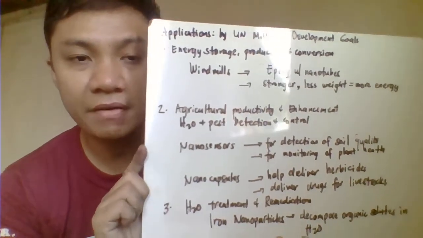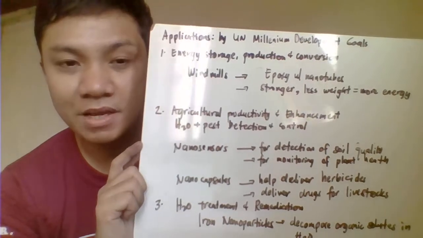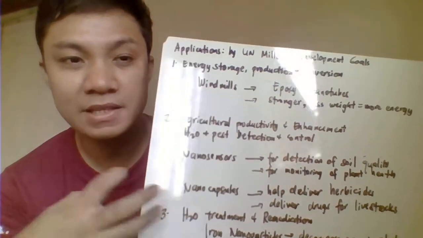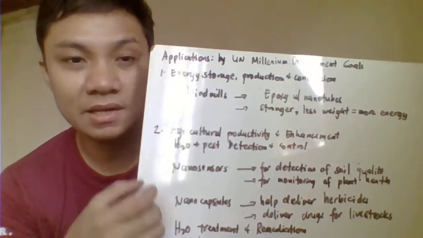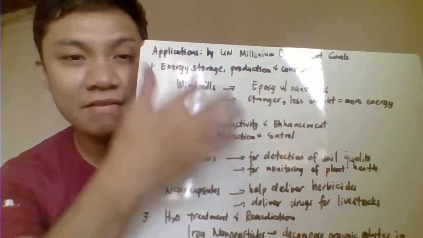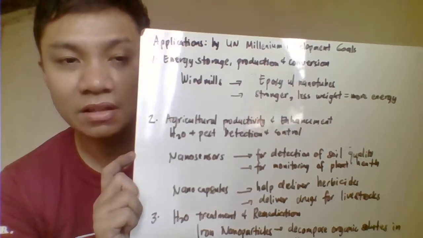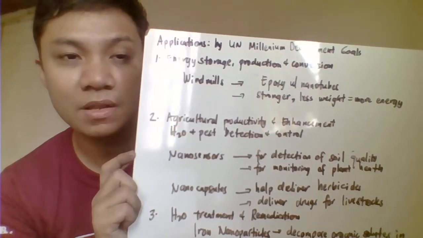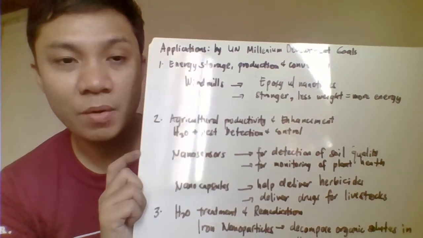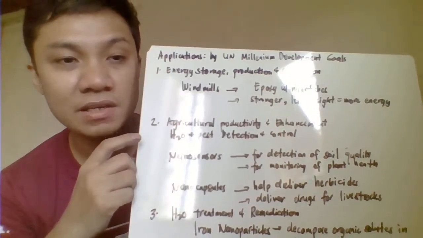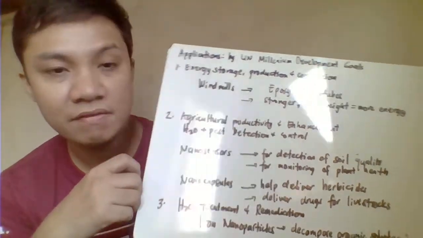Okay, the next one, we have here the application of your nanotechnology. So again, when we speak about nanotechnology, you are just manipulating the atoms or particular molecules of materials. So you can apply it in the following. We have here the different applications of nanotechnology as identified by the UN Millennium Development Goals. The first one applies to energy storage, conservation, and productivity.